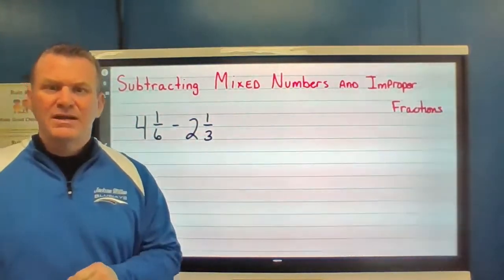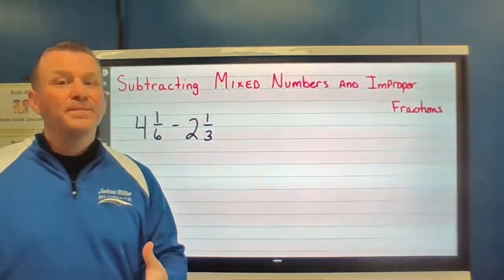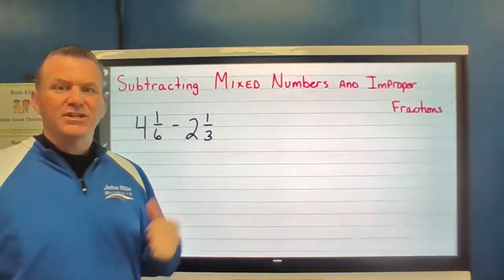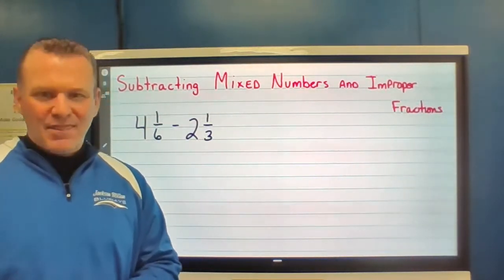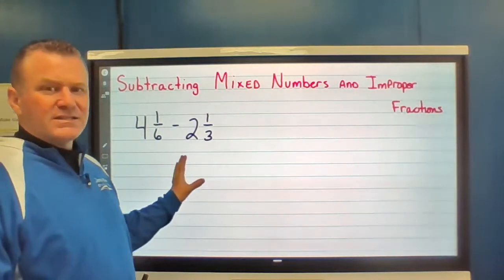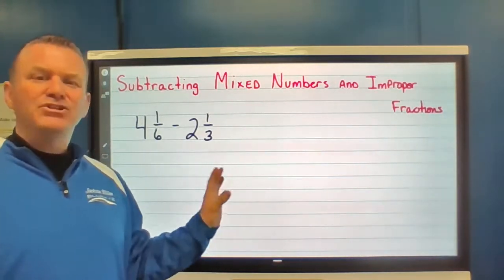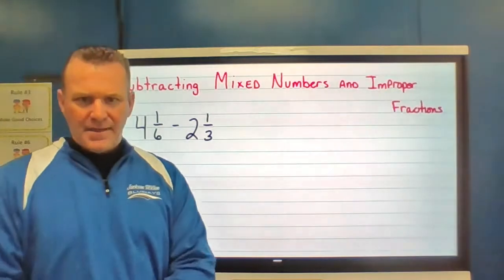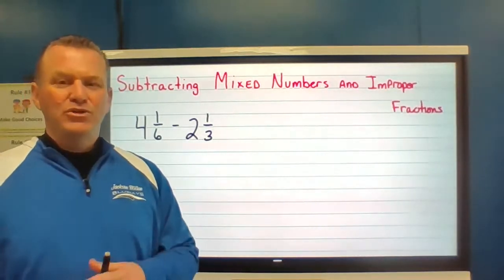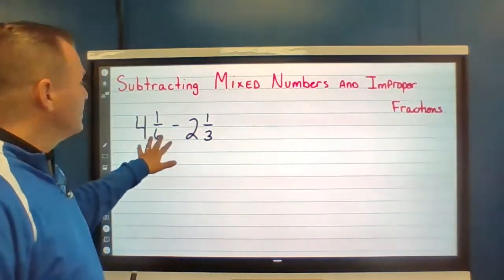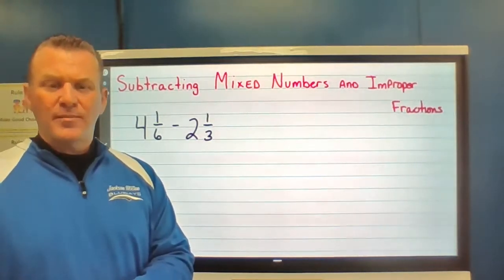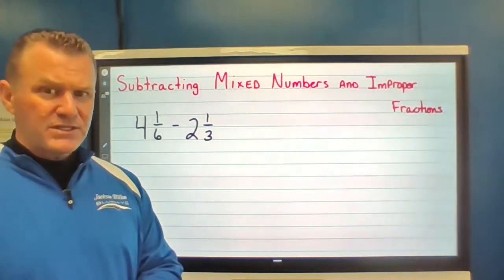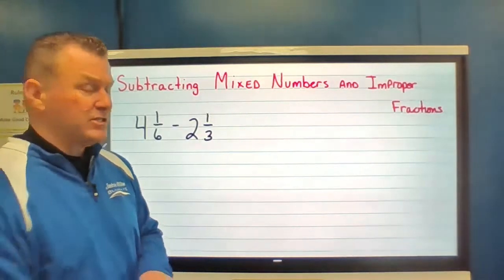1/6 minus 1/3. Well, the first thing you should notice is that your denominators are not the same. Therefore, we have to get them the same. In this instance with subtraction, I do not want you to stack them, okay? I want you to first put them both into improper fraction form. So you're going to convert both mixed numbers to improper fractions.